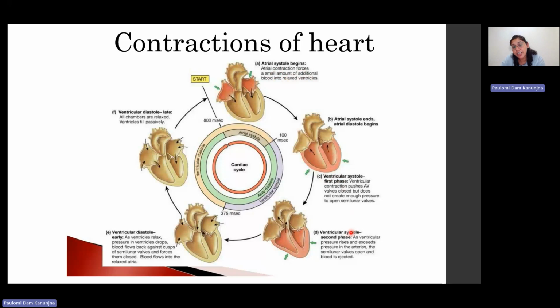Now, because ventricles are filled with blood, these start contracting. So the next phase is ventricular systole. So you have ventricular contraction now, and you have the atrioventricular valves being closed. The valves are generally named by location, for example, AV valves are present in the atrioventricular junction. The first thing is ventricular contraction pushes AV valves closed, but does not create enough pressure to open semilunar valves. What are semilunar valves? These are the valves of the blood vessels where the ventricles will push the blood into, right?